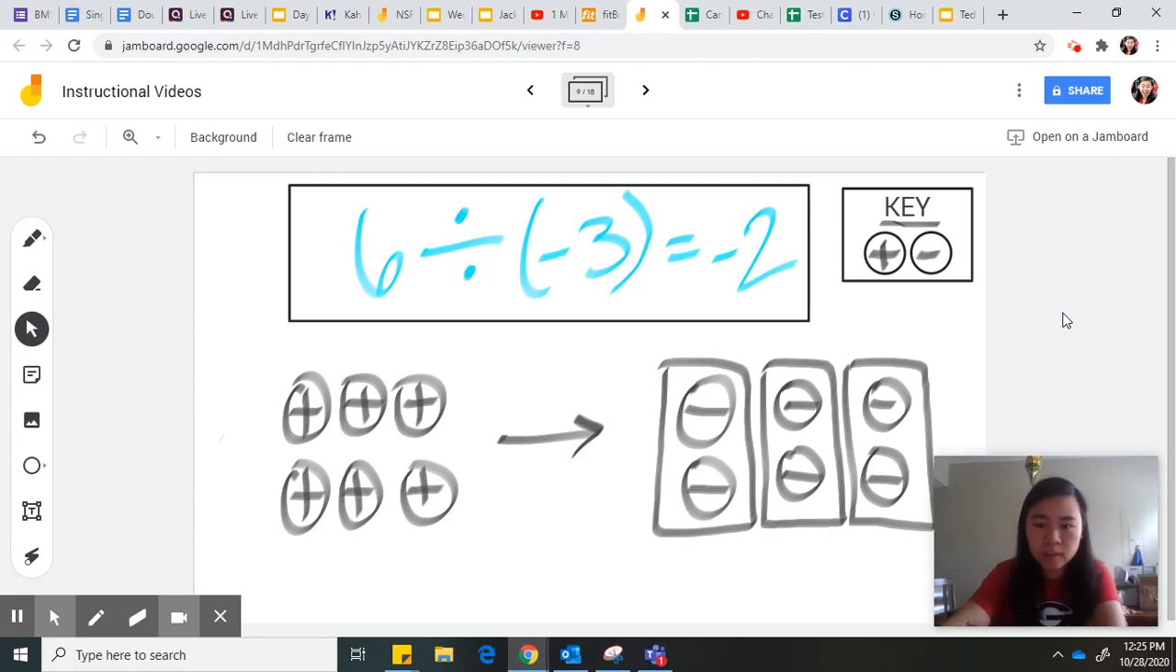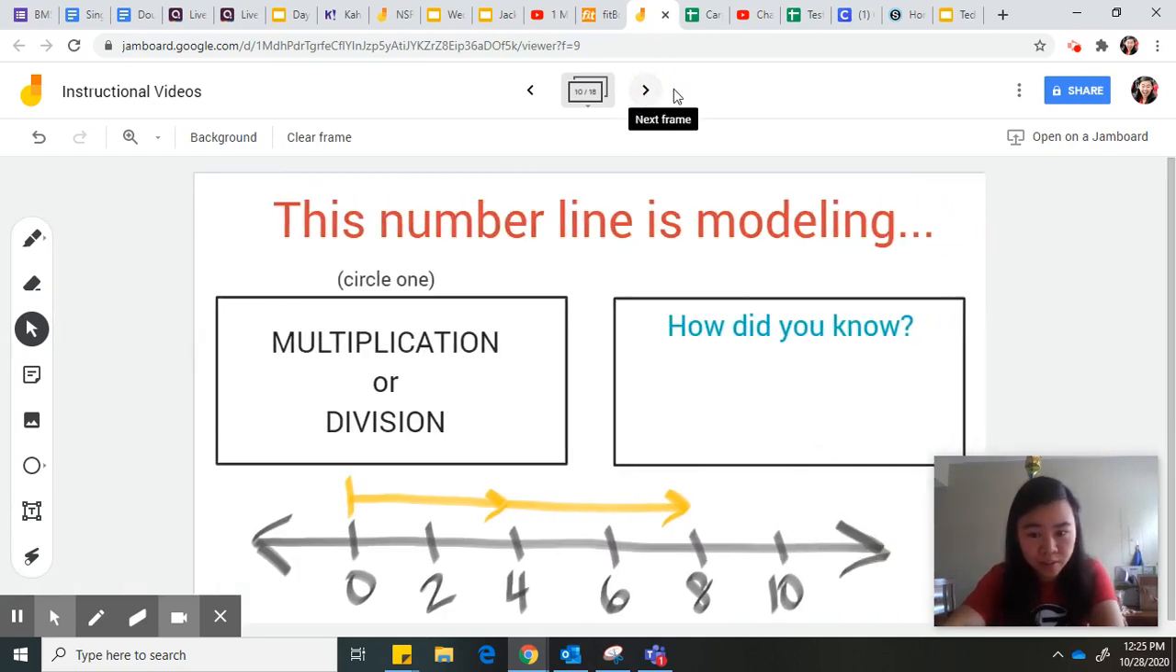So let's look at number line now. That's all we have for counters. Let's look at these number lines here. So we did this in class. You're going to be given a number line, and I want you to tell me what the problem might be. Now, before we even start that, if you're given this number line, is it multiplication or is it division?